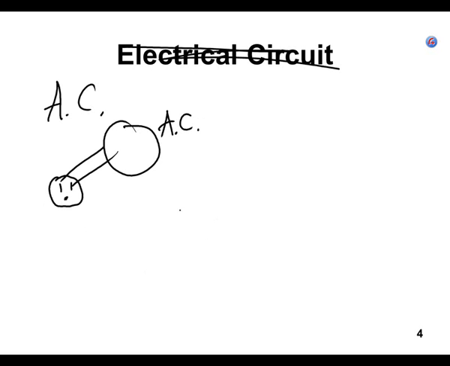I'll worry about alternating current. Alternating current is where the electrons go in one direction half the time and they go in the opposite direction half the time. This is what comes out of a household electrical circuit. Neither one is positive or negative. Whatever that component is runs off of alternating current. For instance, let's just say that this is a phone charger.